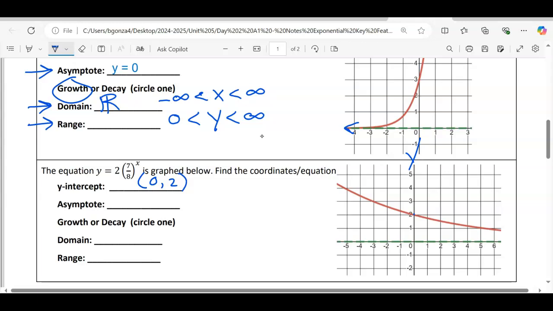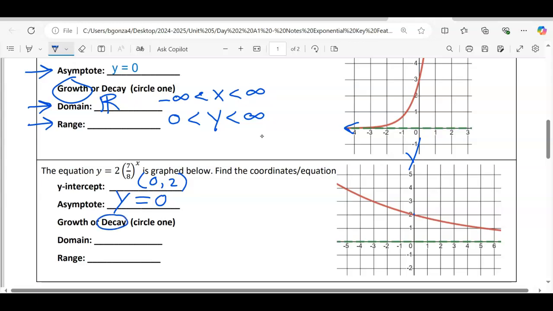And I just told you, so hopefully you remember, what is the asymptote going to always be? y equals 0. Because look, my dashed line goes through 0 horizontally through the y-axis. So y equals 0. Cool. Now, is this growth or decay? As you go to the right, it's going up or down? Down slowly, but this is going down, so it is growth or decay? Decay, all right. Down to the right, right?